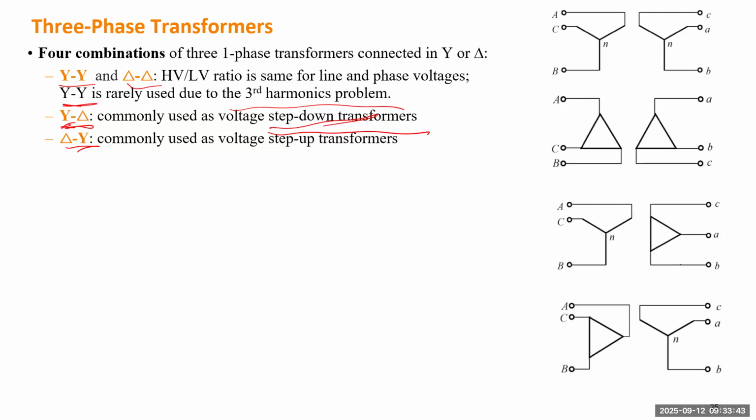So what I'm talking about is, if this one and that, maybe I need to draw the other one.